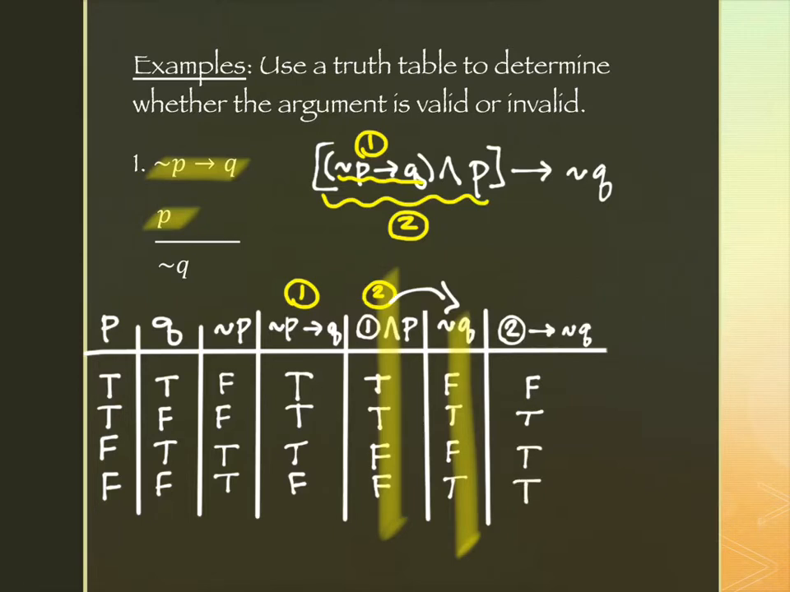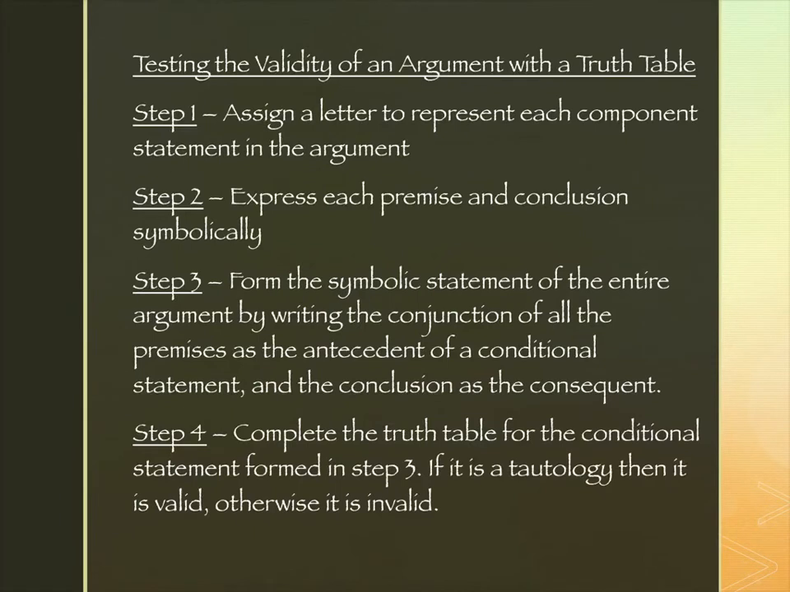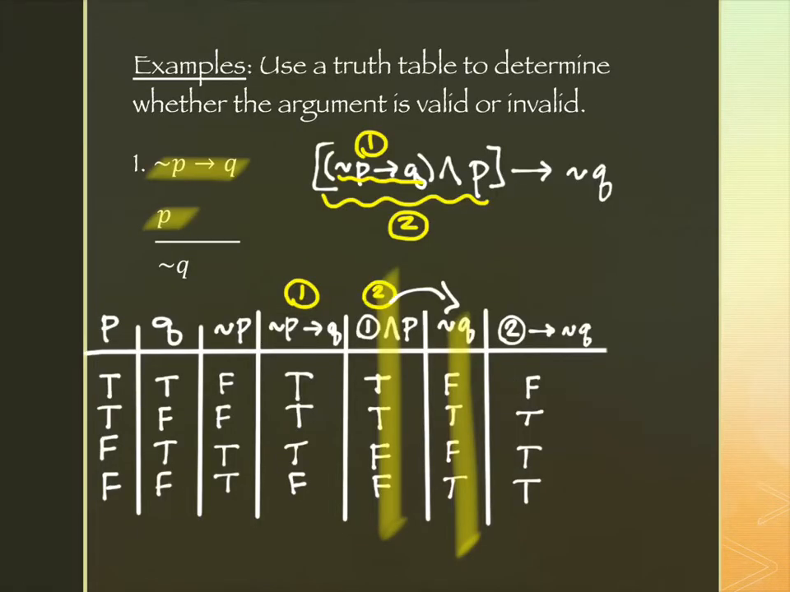Okay, so we're almost done with step 4 from our list of 4 steps that we wrote out. Step 4 says I create the truth table, which I did. And then I look to see if the last column is all truths. If it is, we call that a tautology. Is this a tautology? No. So if it is a tautology, we have a valid argument. If it is not a tautology, like this, we would then have an invalid argument. So this is invalid.